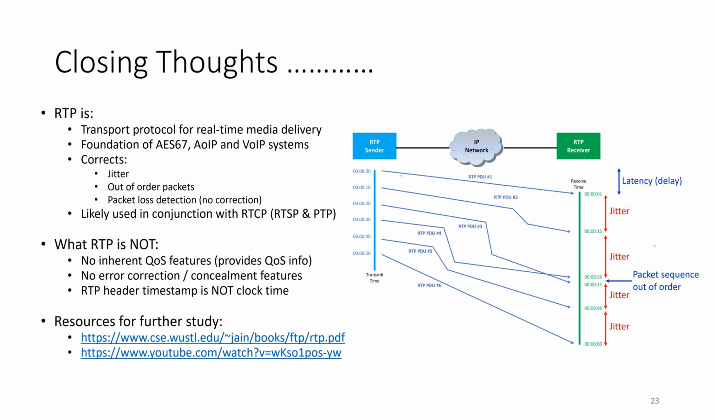RTP is likely going to be used in conjunction with RTCP, the control protocol, but certainly RTSP, or real-time streaming protocol, and PTP are likely going to be used as well. Keep in mind, RTP does not have any inherent QoS features or quality of service features. However, it does provide quality of service information to the controlling application. It does not have really any error correction or concealment features within it. And also keep in mind, I think importantly, that RTP header timestamp is not clock time. It is a timestamp really that is unique to the particular payload.